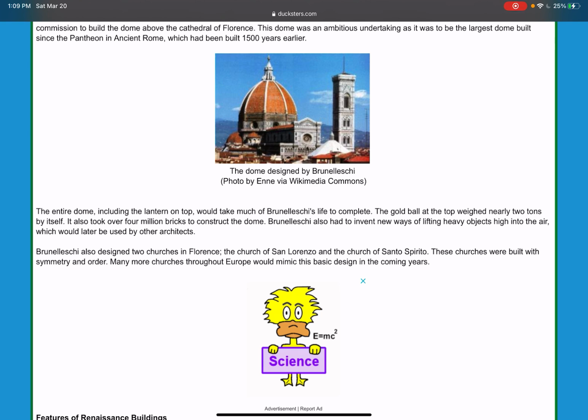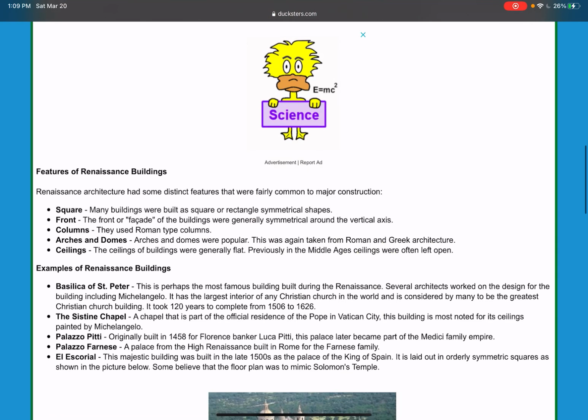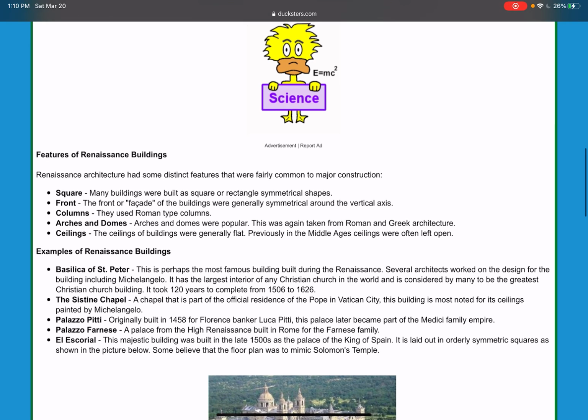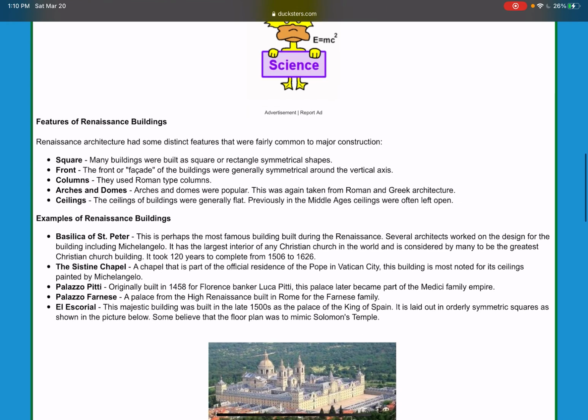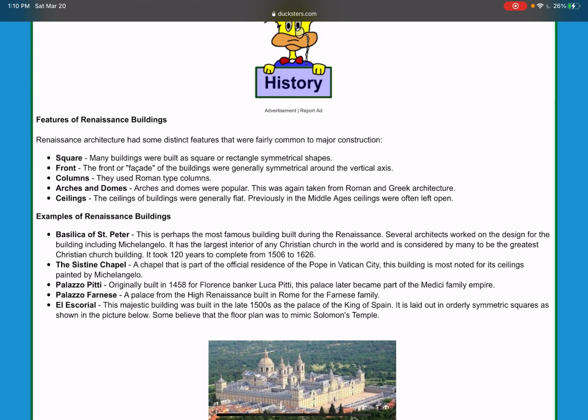Brunelleschi also designed two churches in Florence. You're more than welcome to look at these. The Church of San Lorenzo and the Church of Santo Spirito. These churches were built with symmetry and order. Many more churches throughout Europe will mimic or copy this basic design in the coming years. Features of Renaissance buildings. Renaissance architecture had some distinct features that were nearly common to major construction.